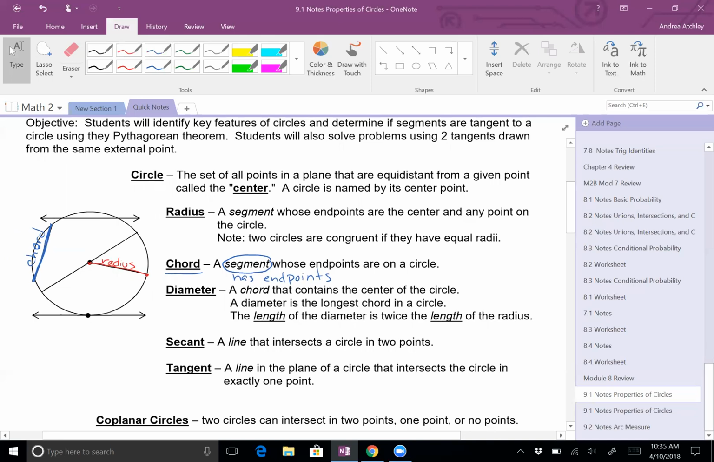Any questions over that? Okay, a diameter is a chord that contains the center of the circle. The diameter is the longest chord in the circle. The length of the diameter is twice the length of the radius. It basically is two radii together. This then is the diameter because it goes through the center and touches the endpoints.